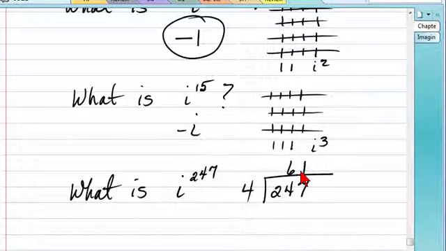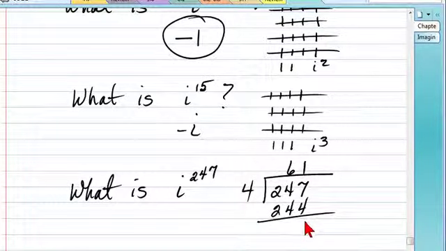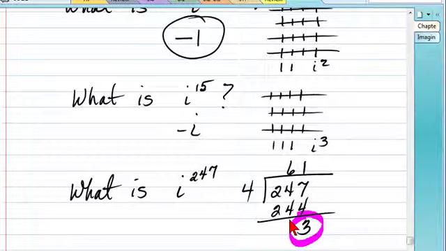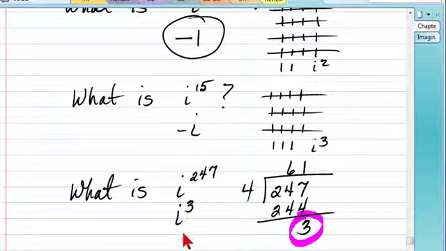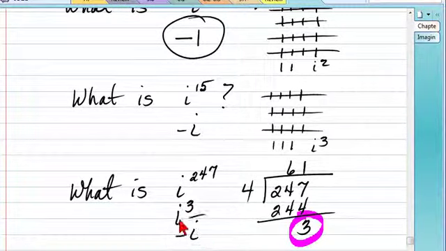And he did it on his calculator, but I could have done the division. 61 times 4 is 244. And there's only one number up here that matters to me, and it is the remainder. The groups of 4 keep on being I to the 4th, I to the 4th, I to the 4th, and those are all equal to 1. So, I to the 247th is the same as I to the 3rd, which is negative I.